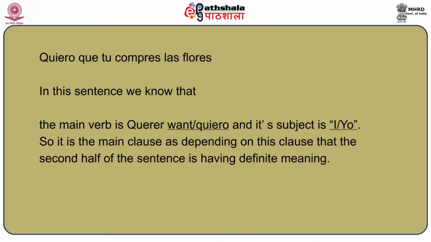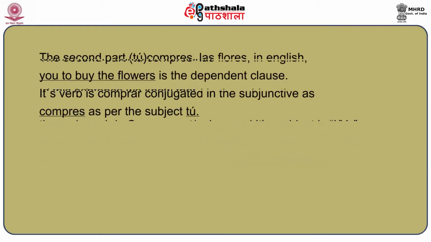The sentence: Quiero que tú compres las flores. In this sentence, we know that the main verb is querer, want, or quiero, and its subject is yo. So, it is the main clause, as it is depending on this clause that the second half of the sentence has definite meaning. The second part, tú compres las flores, in English, you to buy the flowers, is the dependent clause. Its verb is comprar, conjugated in the subjunctive as compres as per the subject tú.